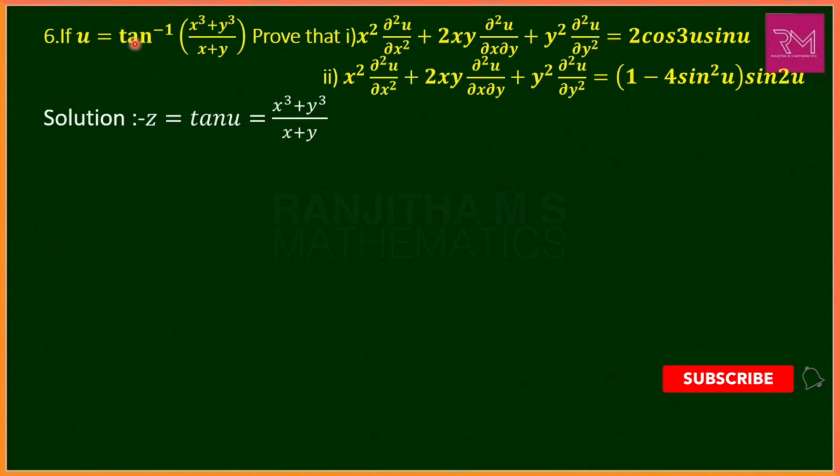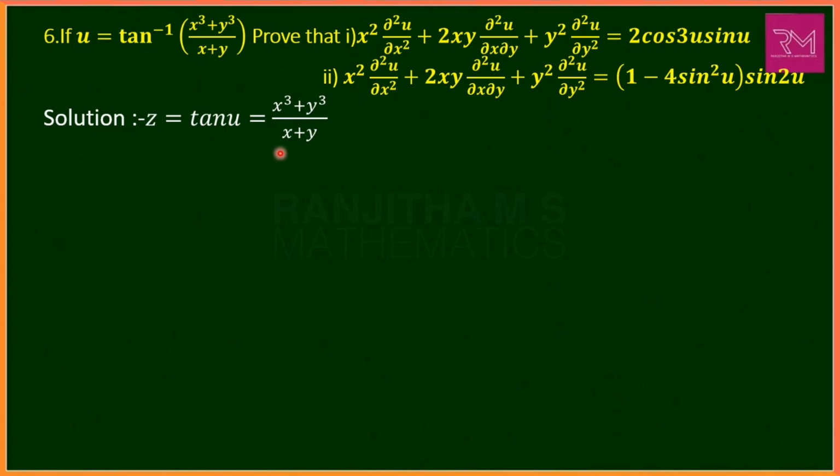Consider the given problem, that is u is equal to tan inverse of (x cube plus y cube) by (x plus y). As before, we have to consider this value as z, which is equal to, if we take tan inverse to the left hand side, that is tan u, which is equal to (x cube plus y cube) by (x plus y). First step, we have to reduce this to homogeneous function form.